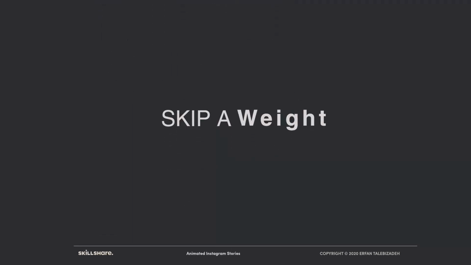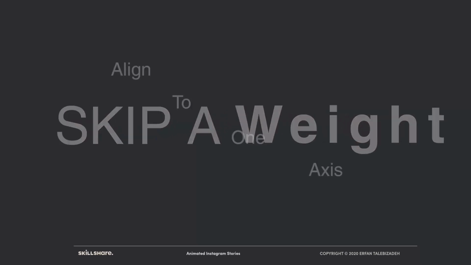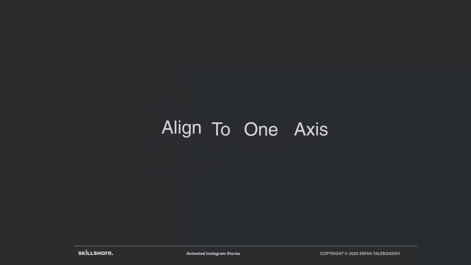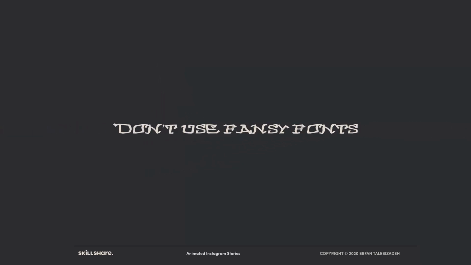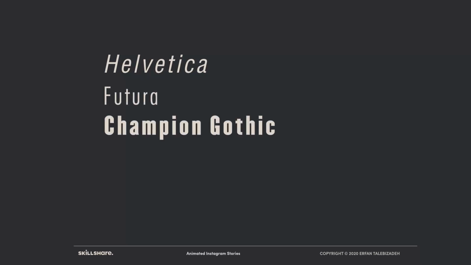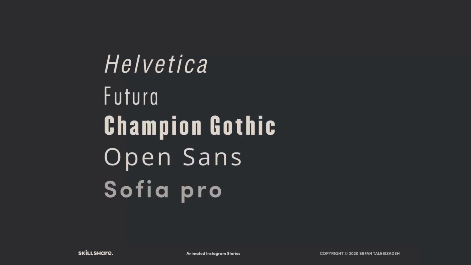Skip a font weight if you can. You can create contrast by skipping a weight. For example, go from light to bold, medium to extra bold. Always align to one axis. It makes it more structured and easy to read. Don't use fancy fonts. Fonts should be readable, unless the client specifies you to use a certain font. Fonts such as Helvetica Neue, Futura, Champion Gothic, Open Sans, and Sofia Pro can be a good choice.